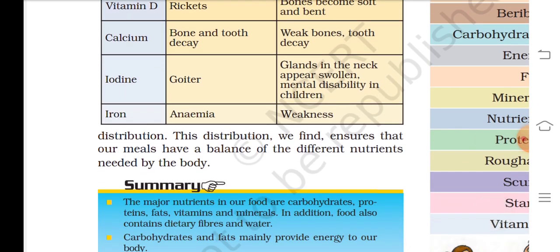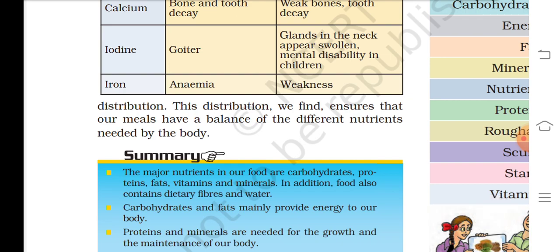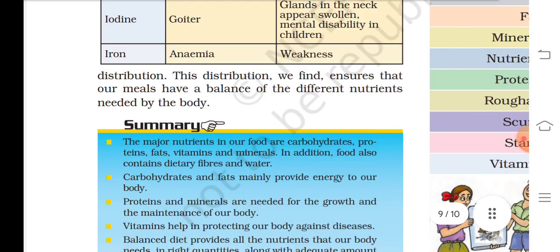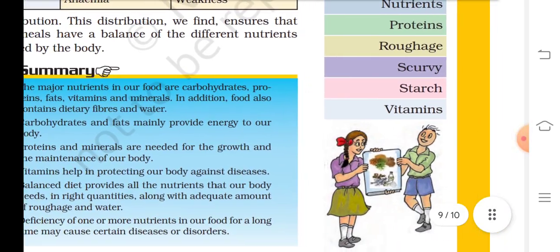Calcium: bone and tooth decay, weak bones. Iodine: goiter, glands in the neck appear swollen, and mental disability in children. Iron: anemia, weakness. These diets we follow ensure that our meals have a balance of the different nutrients needed by the body.